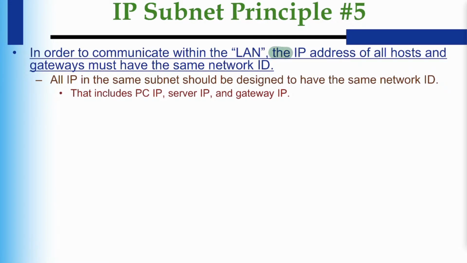It says that the IP address of all hosts and gateway must have the same network ID. Okay, so what number 5 tells us is that if we are in the same LAN, then we must have the same router IP and the same network ID. So this is what it means.